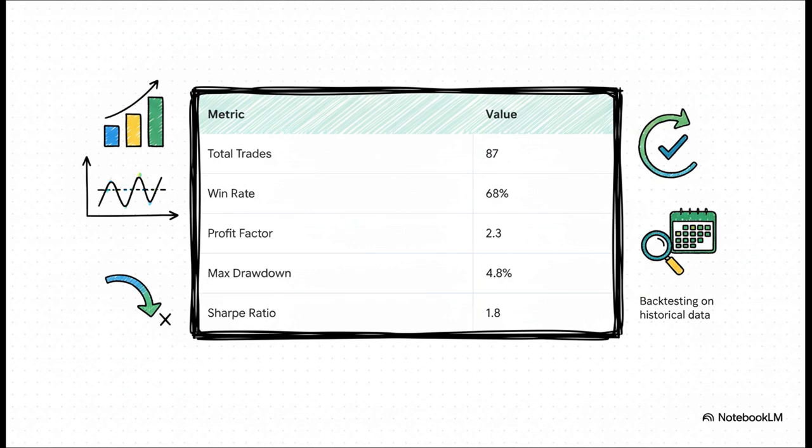You can see it was really picky, only taking 87 trades. The win rate and profit factor are super strong, and that drawdown is nice and low. And finally, that Sharpe ratio of 1.8, which basically measures how much bang you get for your buck risk-wise, is considered excellent. On paper, these results look pretty close to perfect.